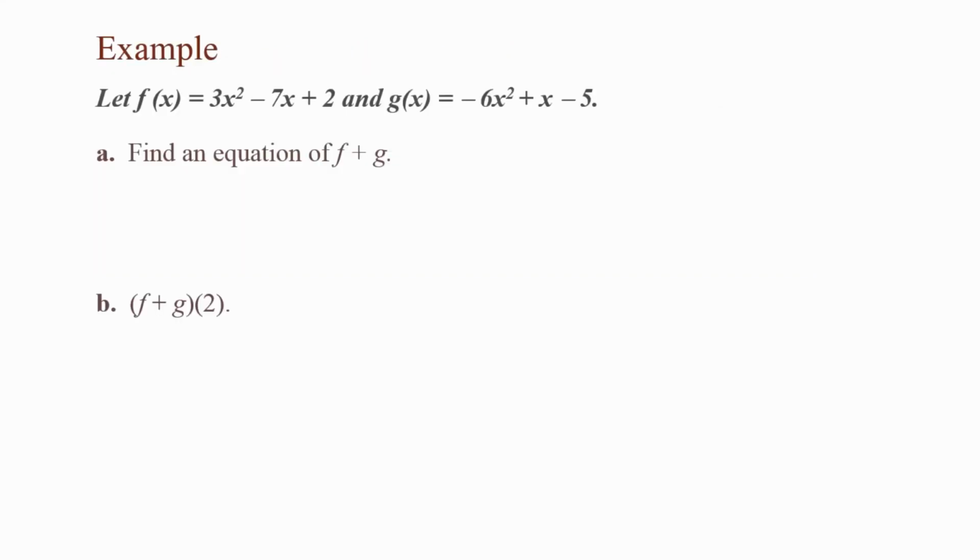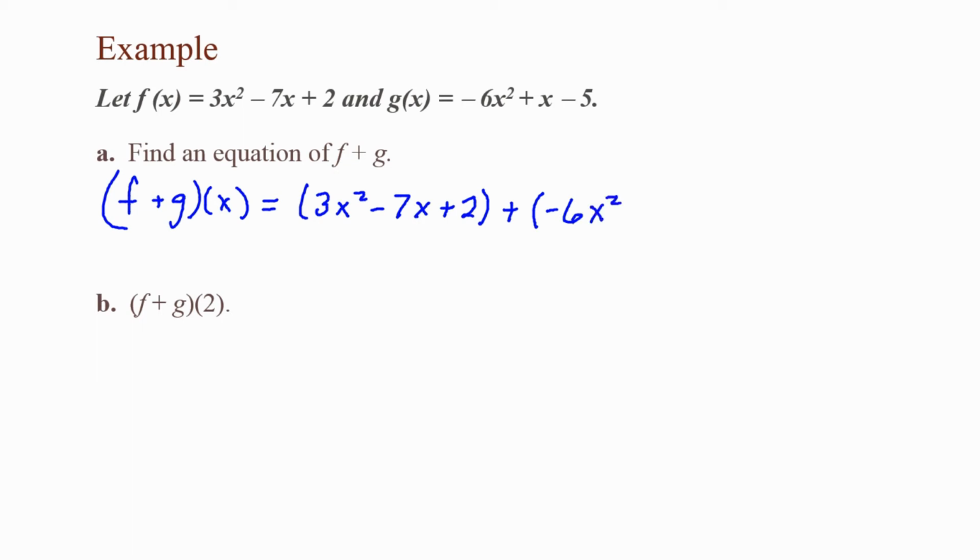In this example, let f of x equal 3x squared minus 7x plus 2 and g of x equal negative 6x squared plus x minus 5. Part A, find an equation of f plus g. f plus g of x equals the polynomial 3x squared minus 7x plus 2 added to the polynomial negative 6x squared plus x minus 5. Adding like terms, we have negative 3x squared minus 6x minus 3.